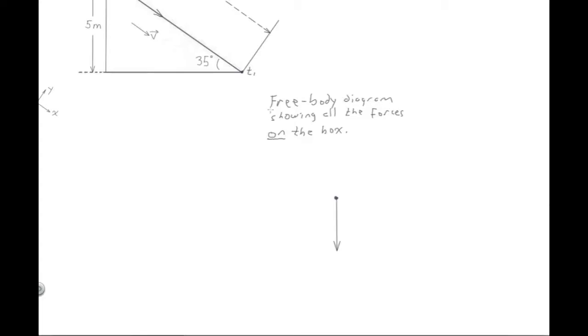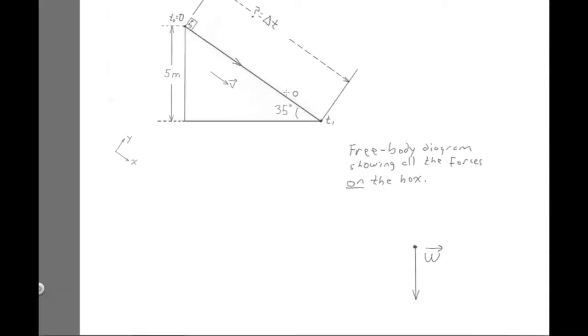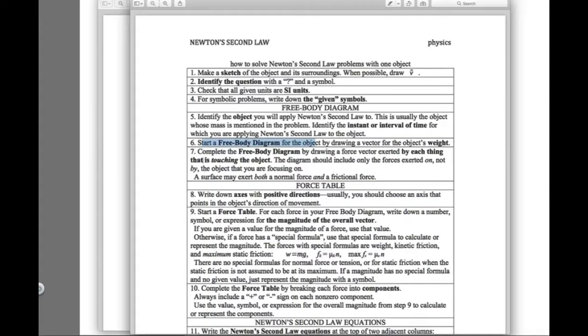Start the free body diagram by drawing a vector for the object's weight. Make sure that you label that accurately. And remember, there's a simple rule for the direction of the weight. The direction of the weight is always down. It doesn't matter whether you're doing an inclined plane problem or a horizontal floor problem. The direction of the weight is always down. So we drew that.